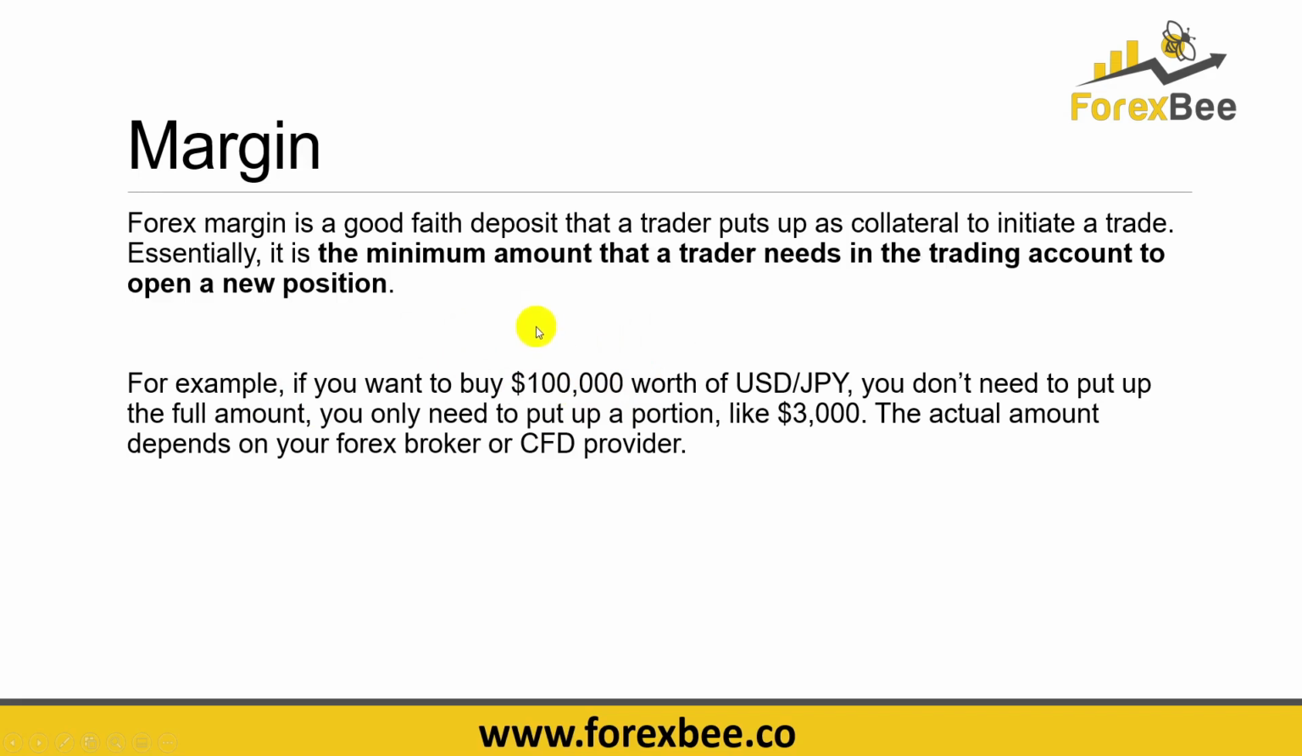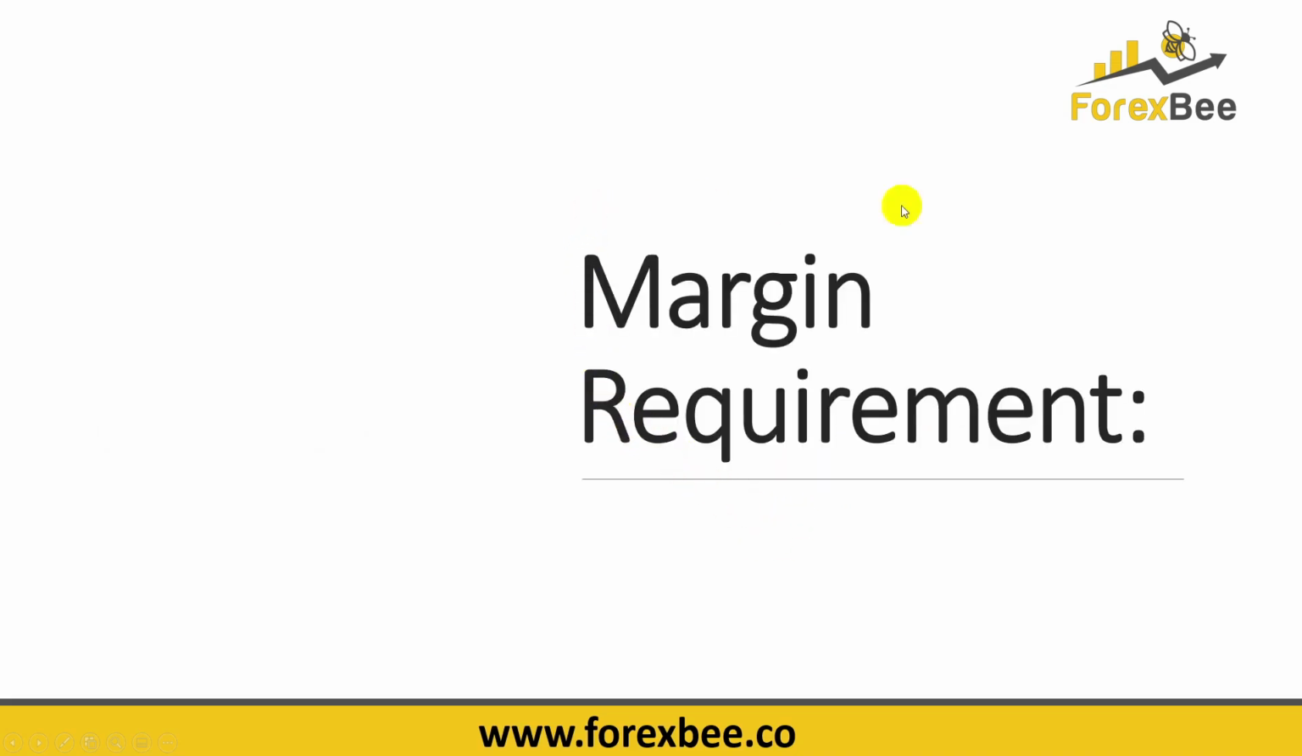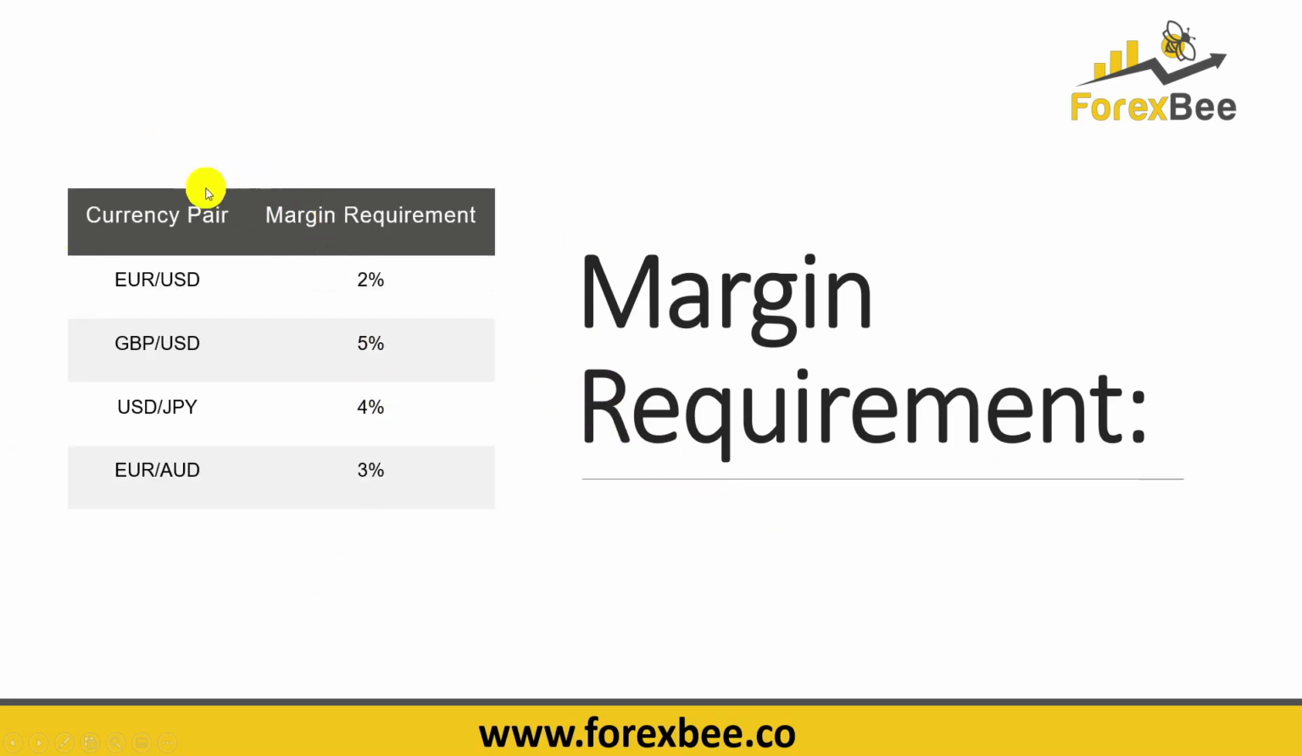Now the $2,000 is not your margin, okay? The margin is calculated differently, because each broker has different margin requirements. So let me show you that. For example, as I said, if you want to open $100,000 worth of USD JPY, you don't need to put up the full amount. You only need to put up a portion, like $3,000 or somewhere around that, depending upon your broker, okay? So let's say the margin requirements for different currency pairs are these. For EUR USD, it's 2%, because it has a lot of liquidity, then GBP USD has 5%, USD JPY has 4%, and EUR AUD is 3%.